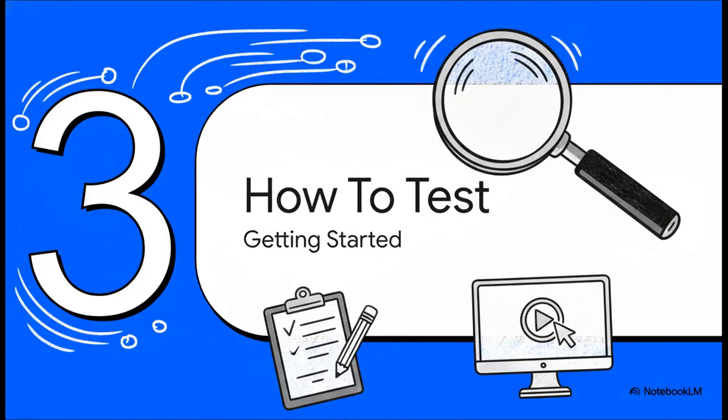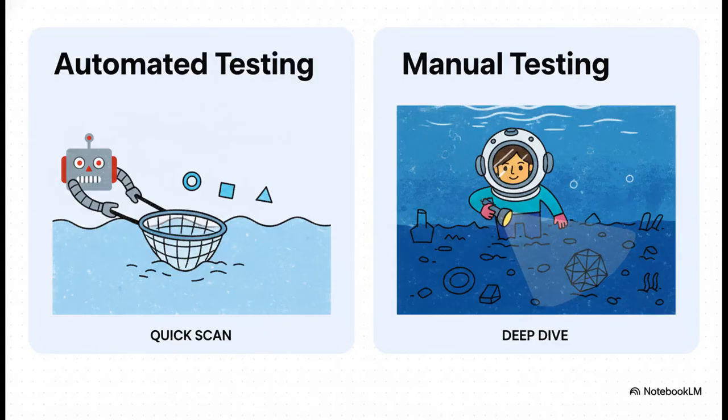Okay, so you get the why, you get the what, so the big question is, how do you figure out where your site actually stands right now? Let's talk testing. There are really 2 main ways to go about this. You've got automated testing, which is like a quick scan. Software can find a lot of the low-hanging fruit really fast, but, and this is a big but, it can't catch everything. For that, you need manual testing. That's the deep dive, where real humans, especially people with disabilities, actually try to use your site. The best approach? It's always a mix of both.